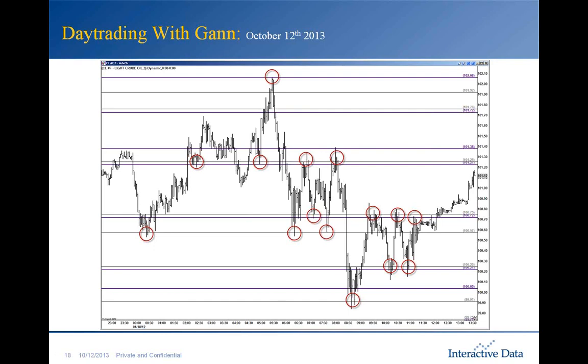And what I look for when I am trading with this is I'm looking for areas where the square of 9 levels are coming together. It's these areas right here where you can see we've got the gray and the purple lines together. That indicates a reinforced level of support or a reinforced level of resistance.